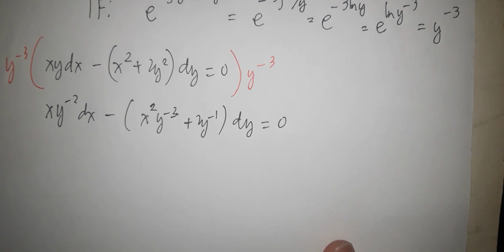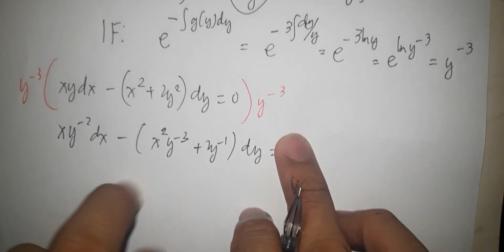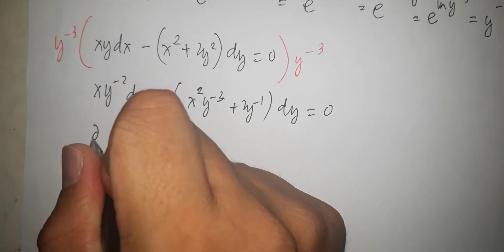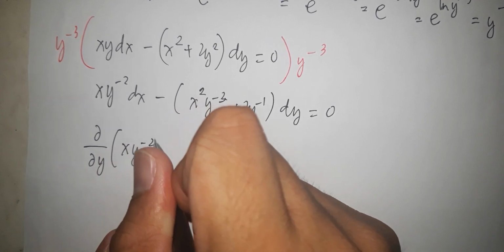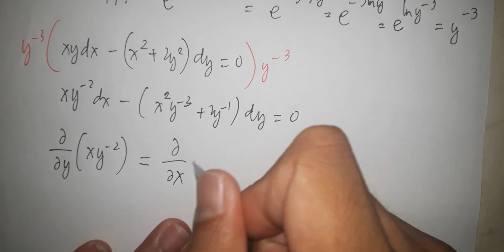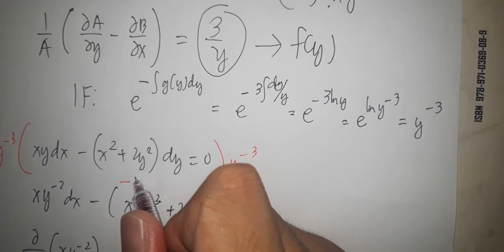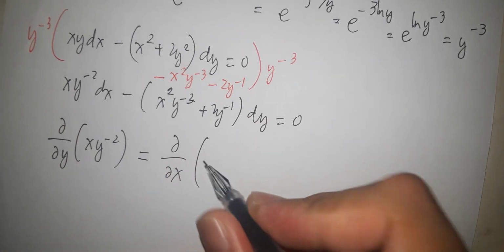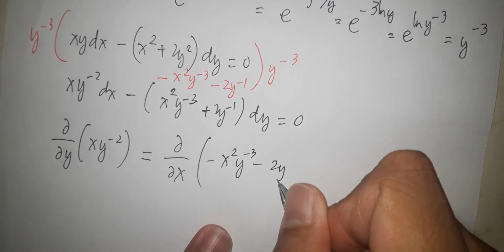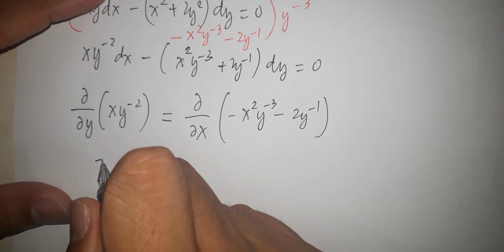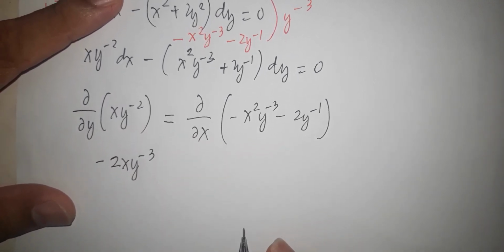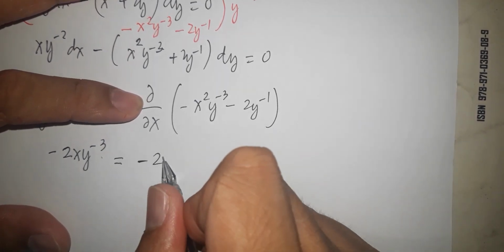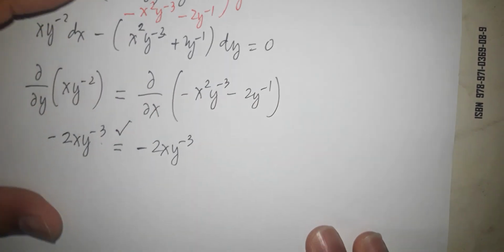So, exact na daw dapat yan. So, again, this is 2x. Double check lang natin. So, x squared y negative 3 plus 2y negative 1. Okay. So, check natin. Partial derivative with respect to y of xy negative 2 must be equal to partial derivative with respect to x of, so distribute natin tong negative, magiging negative x squared y negative 3 plus minus 2y negative 1. So this is negative x squared y negative 3 minus 2y negative 1. So pag kinuha natin ng partial derivative with respect to y, that's negative 2xy negative 3. Derivative ng y negative 2 is negative 2y negative 3 times x equals, with respect to x, it's negative 2x y negative 3. This is 0, therefore exact.